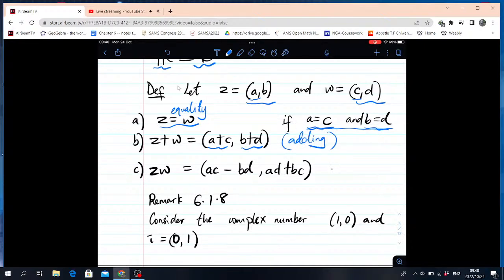And then for the multiplication, so this was adding. Now for multiplying, you see that this is where it then differs from vectors in general, right? You'll see that the multiplication is a bit different. You're going to say AC minus BD, and that will be the real part of ZW, and then the imaginary part of ZW is going to be AD plus BC, right? Where A, B, C and D are what we are given there.